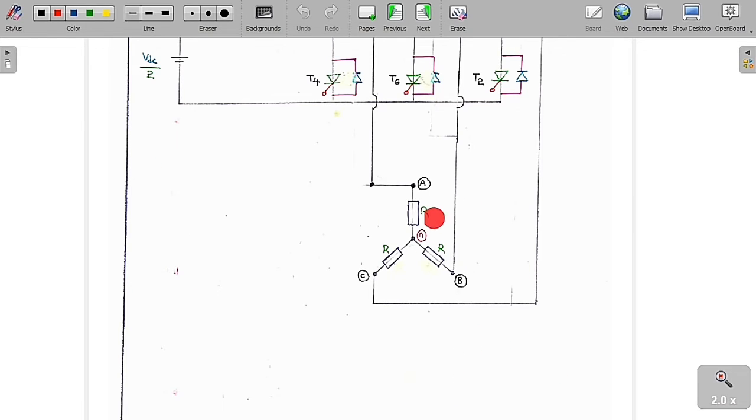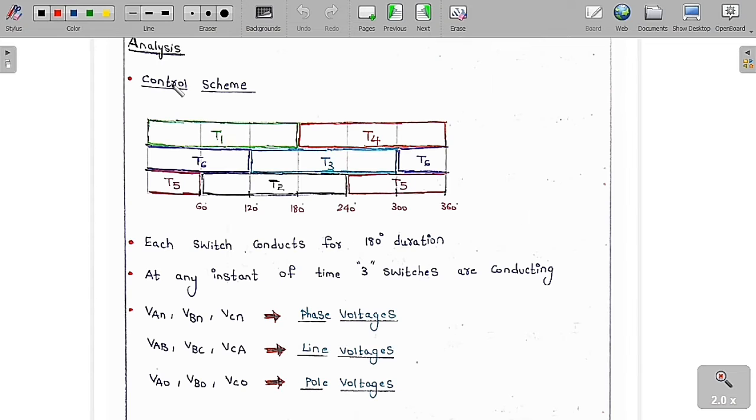This is the star connection, with resistors forming the star. It is a balanced star connected load with terminals A, B and C, and the neutral point is N. We are going to analyze two important modes of operation: the 180-degree mode and the 120-degree mode. First, we are going to analyze the 180-degree mode of operation.